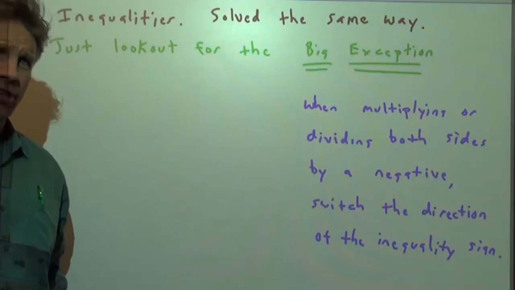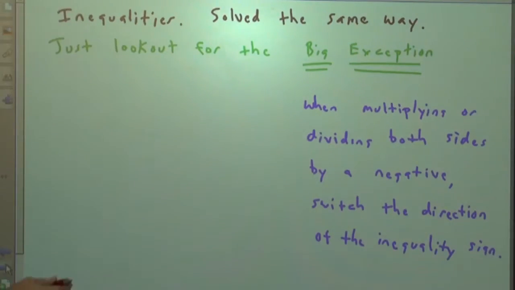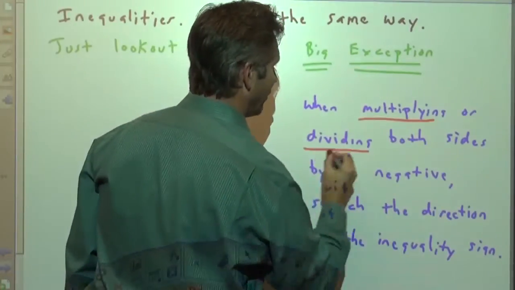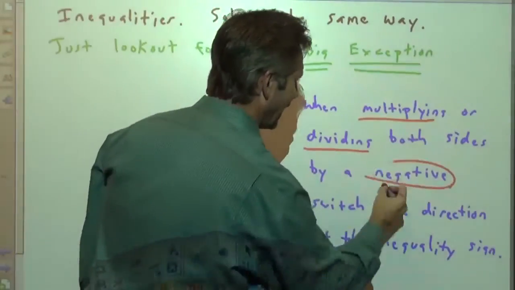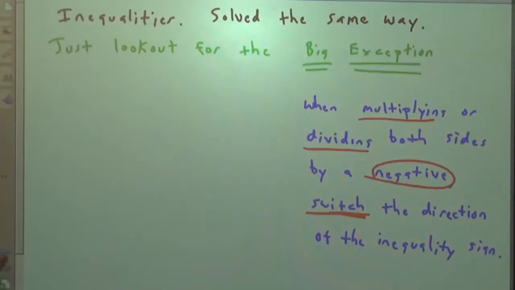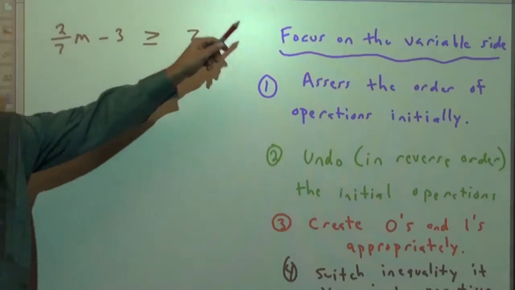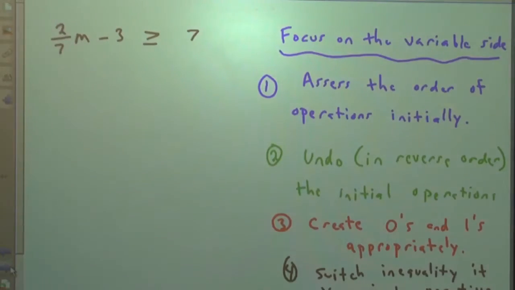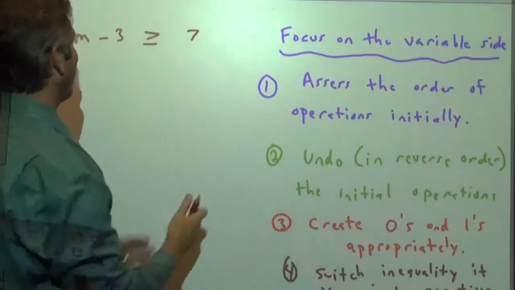Inequalities are solved the same way as equations. Just look out for that big exception. When you multiply or divide both sides by a negative, then you've got to switch the direction of the inequality sign. So we have the same 3 steps. Add that little guy. Don't forget to switch the inequality if you multiply or divide by a negative. Focus on the variable side.